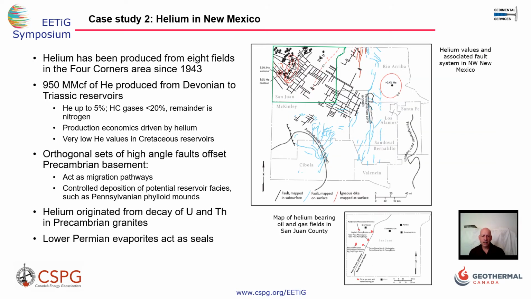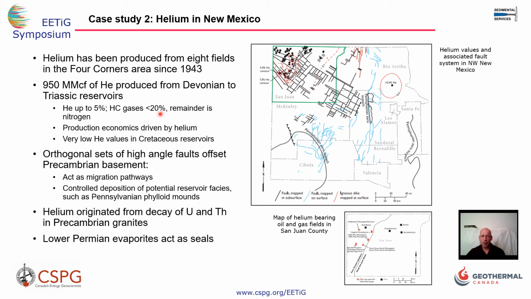Our second case study here is from New Mexico. Helium has been produced from 8 fields in the Four Corners area since 1943. Four Corners is at the junction of 4 of the states in the southwest US. You can see here that 950 million cubic feet of helium has been produced from Devonian and Triassic reservoirs. The helium content is up to 5%, and the hydrocarbon gases are relatively low, with the remainder being made up of nitrogen. So this shows once again this association between helium and nitrogen.